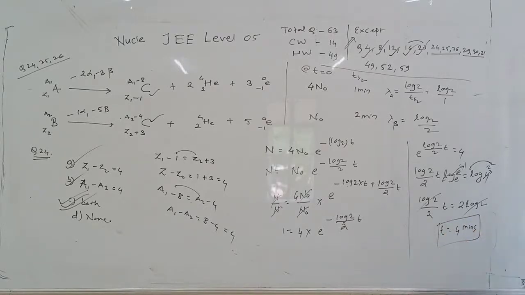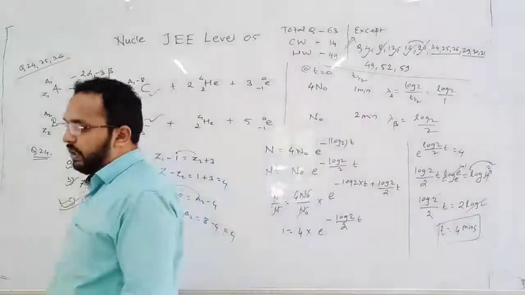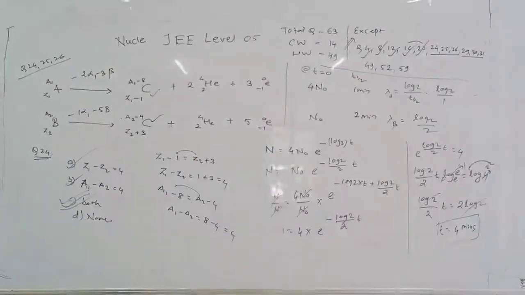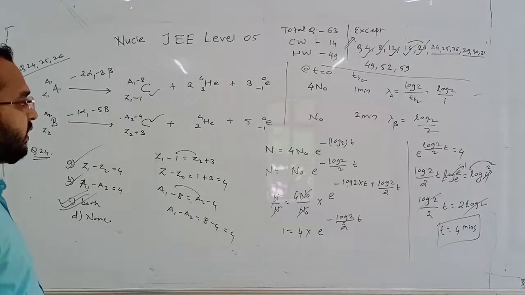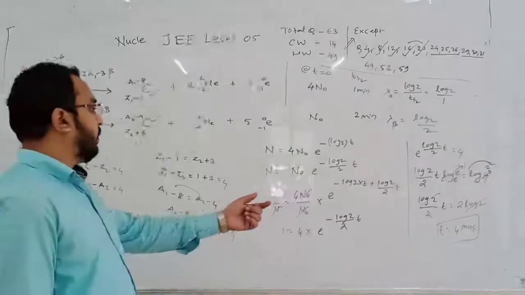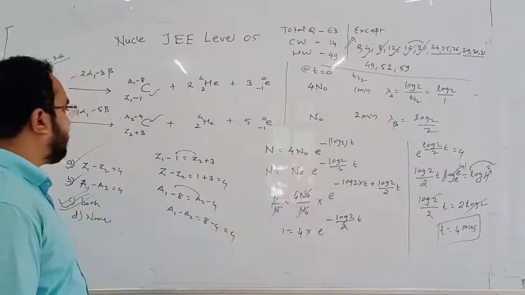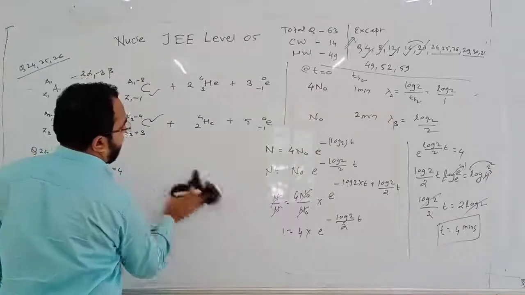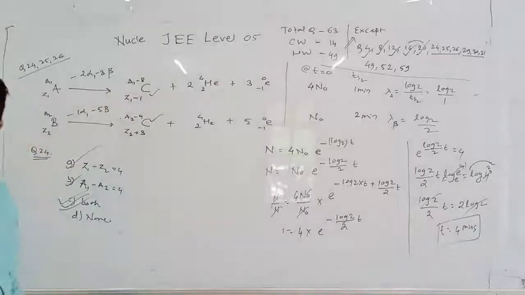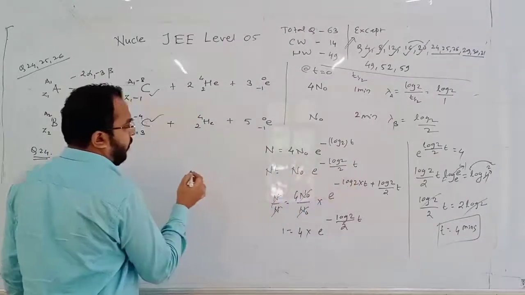So now in 4 minutes the concentration of A and B will be same. What is that concentration? If you want to find that concentration, you have to substitute the value 4 here in the equation. You will get that concentration. So the number of nuclei will be, say, if I substitute t is equal to 4 here, what will you get?